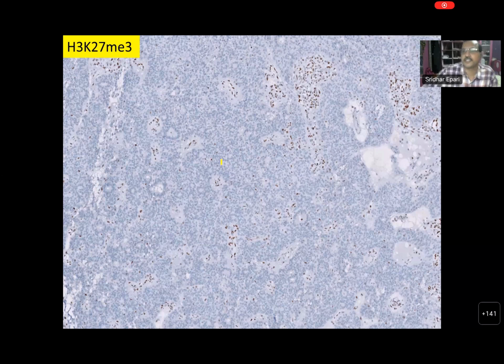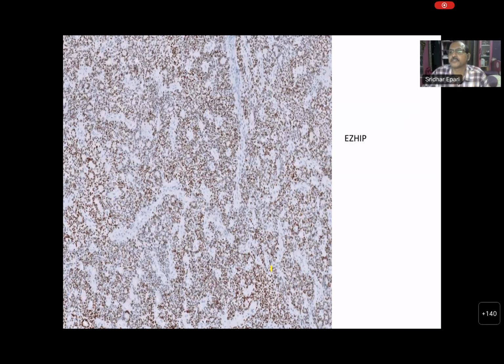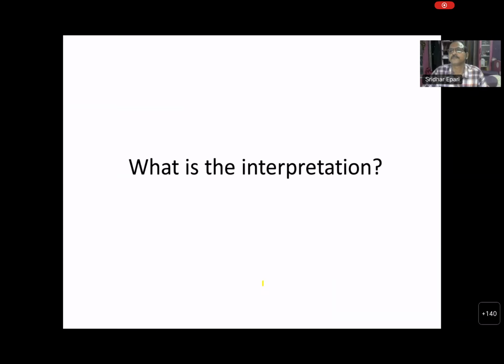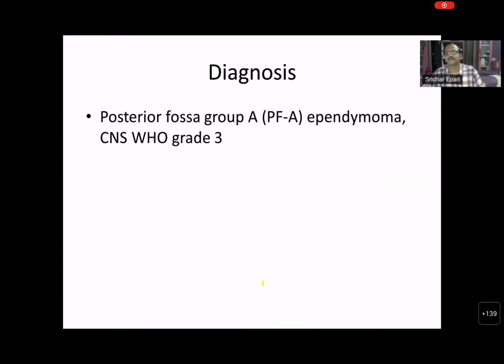Now you need to classify this as a PFA type or PFB type. When you want to come to the PFA or PFB type, what are the markers you use? H3K27me3 and EZHIP. So you did H3K27me3, which is loss, tells you it is likely to be PFA, that is group A type. And this is EZHIP, a nuclear marker, which is overexpression. Both EZHIP is positive and H3K27me3 is loss. So what's your diagnosis? Sir, the integrated diagnosis will be ependymal tumor, posterior fossa group A. Histological group will be ependymal tumor. Grade will be 3, and molecular.